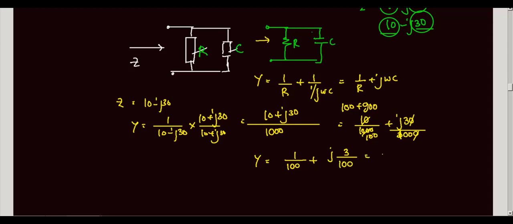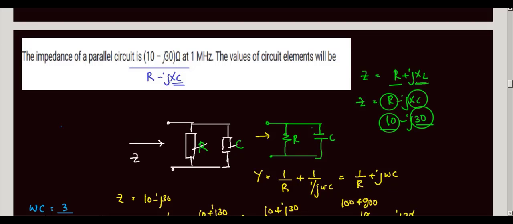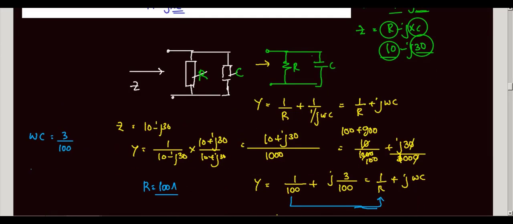Okay, so this is equal to 1 by r plus j omega c. By comparison, r equal to 100 ohms, okay. So omega c equal to 3 by 100. The frequency is given as 1 megahertz, so 2 pi f into c equal to 3 by 100. The frequency is given as 1 megahertz, right, okay.